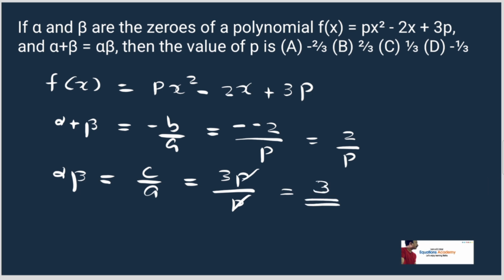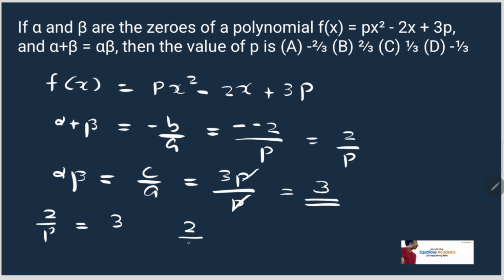Now we are given that alpha plus beta is equal to alpha beta. So alpha plus beta is 2 divided by p, which is equal to alpha beta. Alpha beta we got 3. 2 divided by p equal to 3. That means if you keep the 2 on the left side and take the 3 from the right side to the left side, it will go to the denominator.